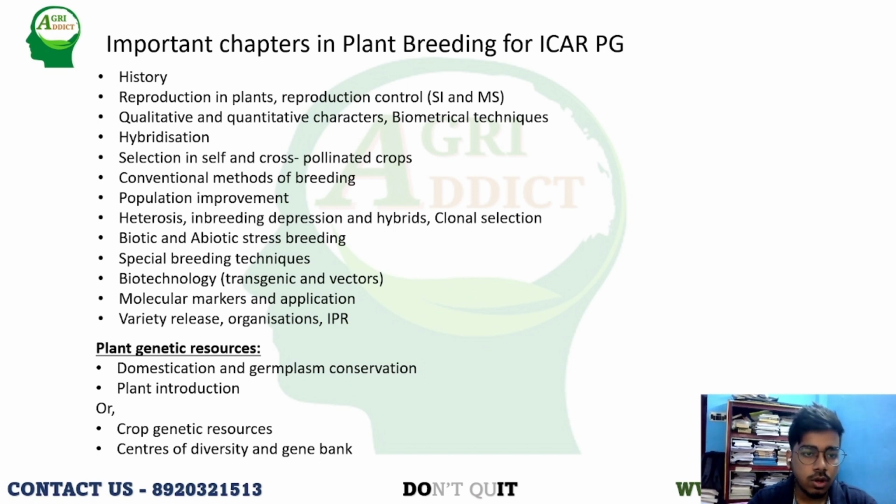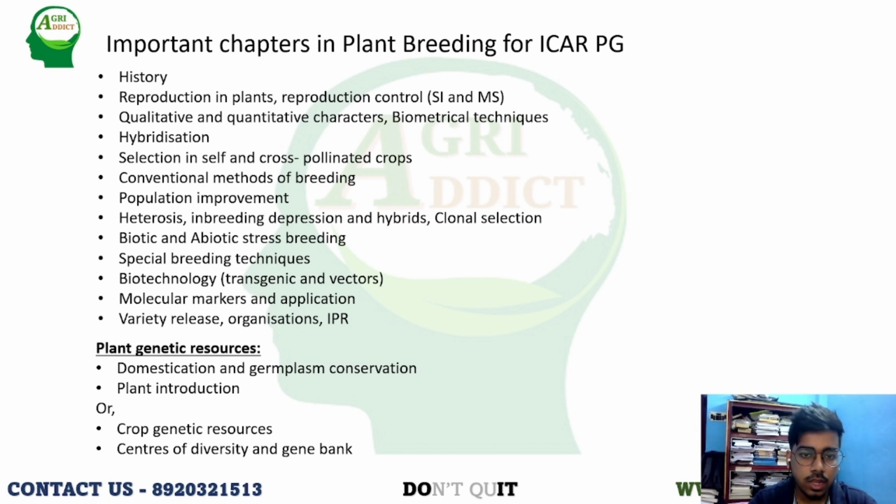Moving to the qualitative and quantitative characters, as I said earlier, the quantitative characters chapter is very important with respect to genetics as well as plant breeding. So you should understand the concepts and memorize them as well. Then biometrical techniques, you should only know the history part, and a little bit of the techniques or formulas given in any book, Kundan Singh or BD Singh.